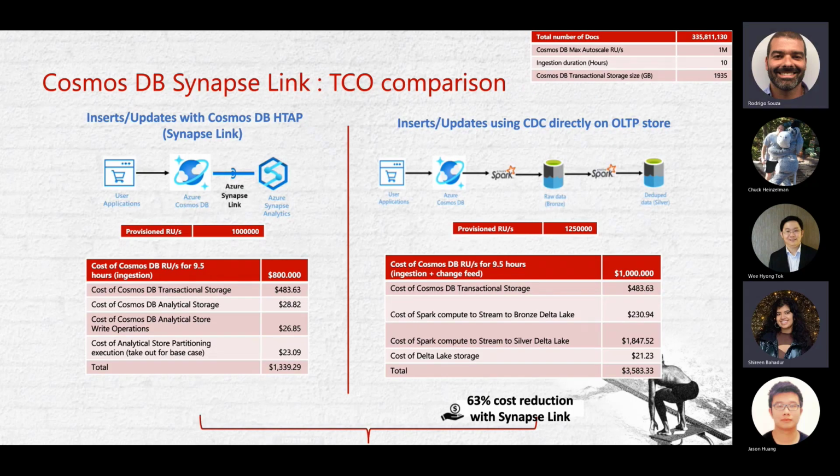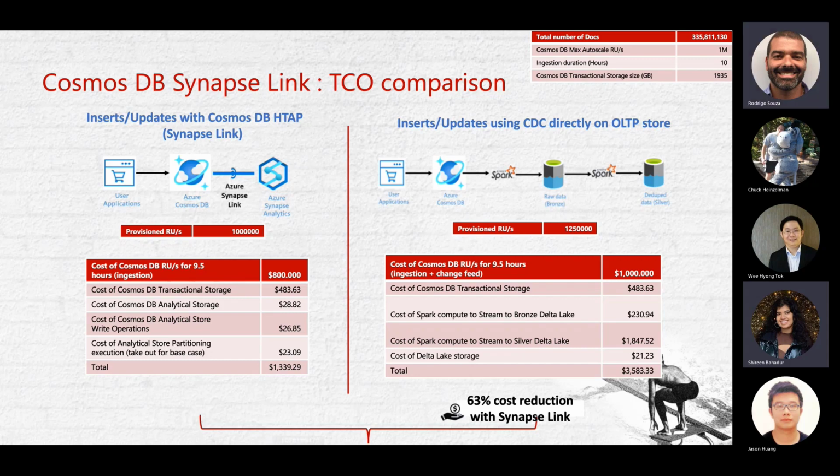So how much money can we save with Cosmos DB? We did a test, and this is our TCO comparison. On the upper right corner, we can see the environment we used for this study: Cosmos DB max autoscale of 1 million RUs, 10 hours of data ingestion, and total storage close to 2 terabytes.